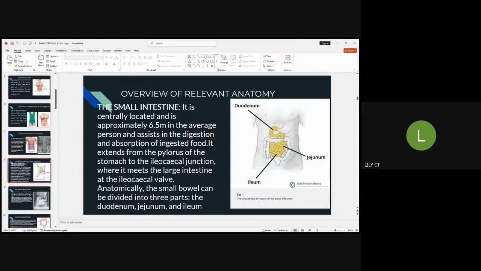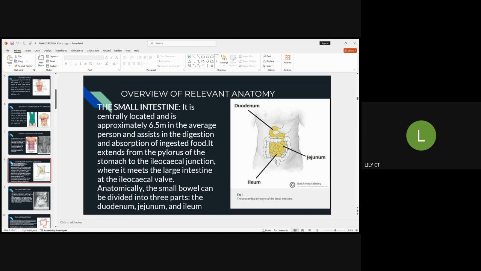Moving down, we have an overview of the relevant anatomy. So we have the small intestine. It is centrally located and it is approximately 6.5 meters in the average person. It aids in digestion and absorption of ingested food. It extends from the pylorus of the stomach, which is somewhere around here, to the ileocecal junction where it meets the large intestine at the ileocecal valve.